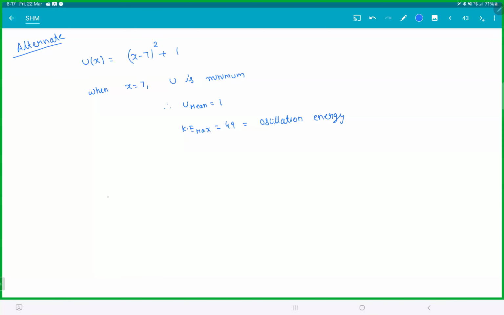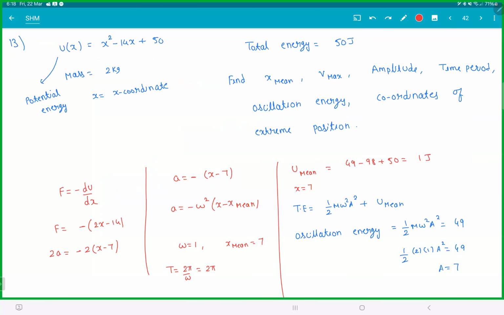And if you try to look at the points here, this system is oscillating like this. X is equal to 7 is your mean position. X is equal to 14 is the amplitude, and x is equal to 0 is another extreme. So the system is oscillating between 0 to 14. So the extreme positions are 0 and 14. Please have a look at this. The differentiating thing is the better thing, I feel.